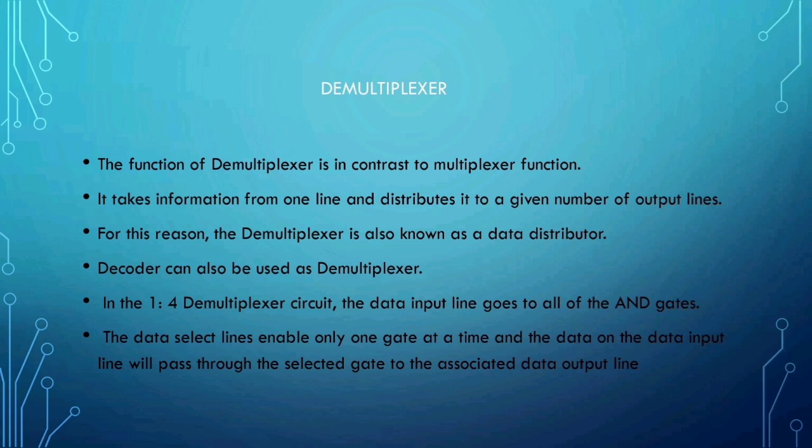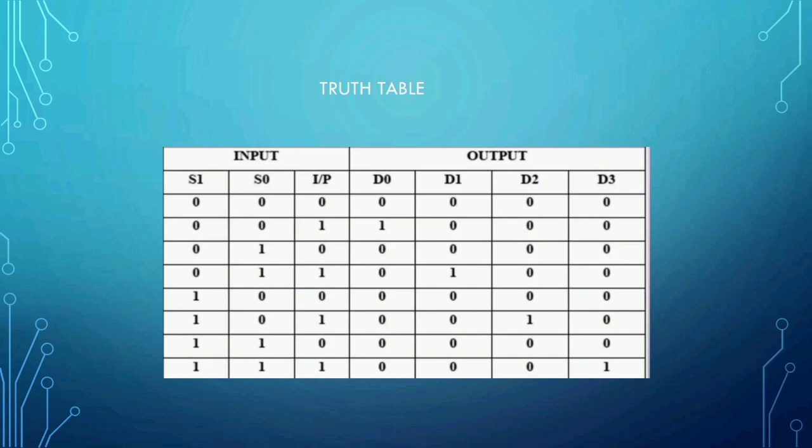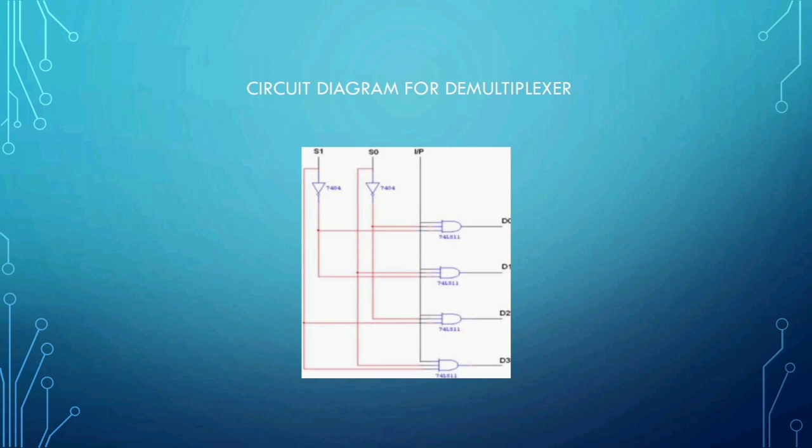For this reason, the demultiplexer is also known as a data distributor. A decoder can also be used as a demultiplexer. In the 1:4 demultiplexer circuit, the data input line goes to all of the AND gates. The data select lines enable only one gate at a time, and the data on the data input line will pass through the selected gate to the associated data output line. Truth table for demultiplexer. Circuit diagram for demultiplexer.